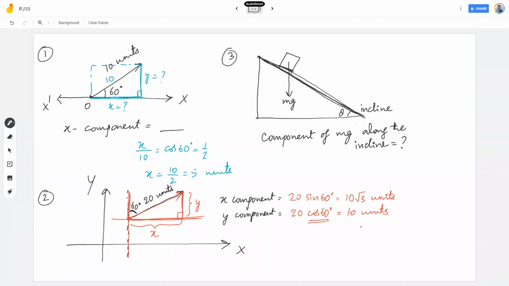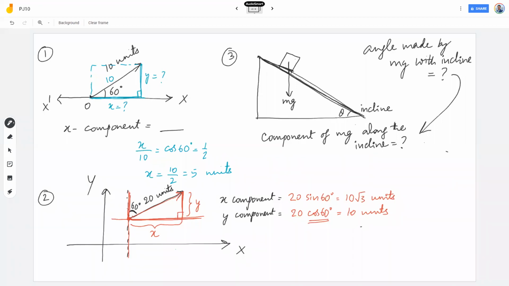What is the angle made by mg with incline? First decide this. After you decide this, it is easy to calculate this. Situation is correct. Why is it 90, Viju? Why do you think it is 90?